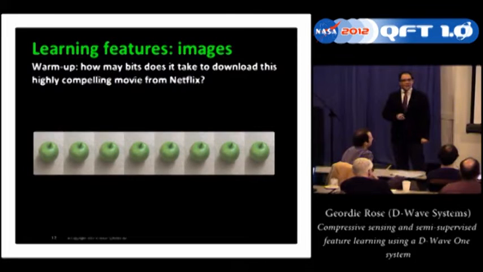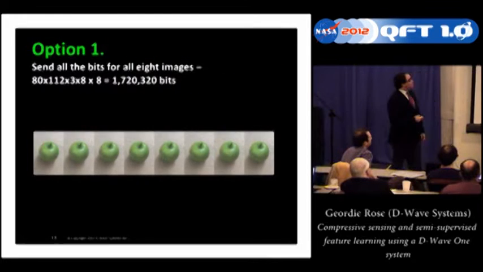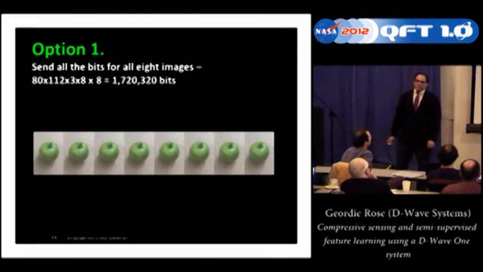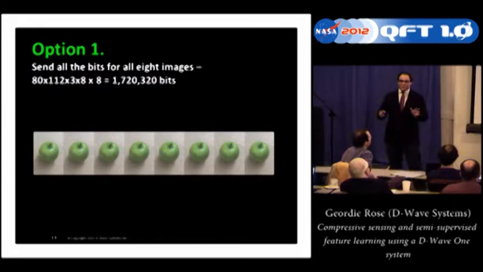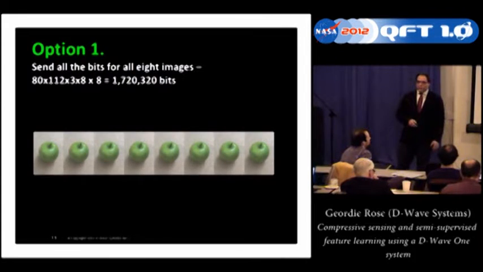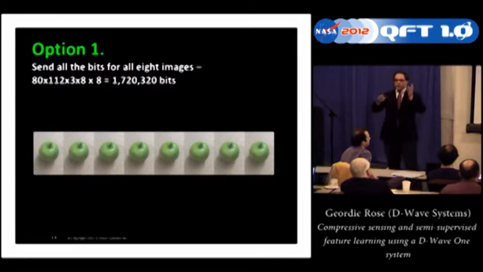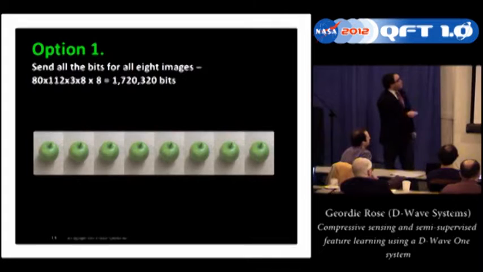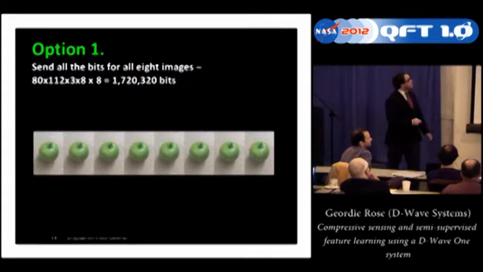So let's say you're Netflix. The question I'm going to ask is, how should I send you this movie? Now, I'm going to give you 2 options. Of course, there are many others, but this is just to illustrate a point. One of the ways you could do this is you could write down each of the images as a series of pixels, color values, all 8 of them, and ship all of those bits. And if you count the number of bits in these images, it's almost 2 megabits.